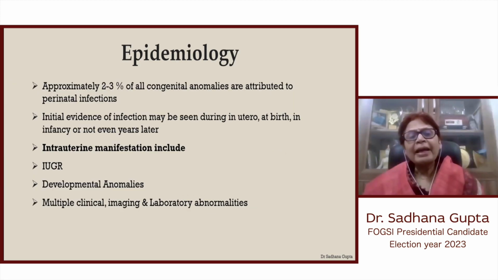So, what is the magnitude of TORCH infection? Approximately 2 to 3% of all congenital anomalies are attributed to perinatal infection. This is very important. It is not always genetic, it is not always a syndrome. Infection can cause congenital anomalies, and the initial evidence of infection can be detected in utero, sometimes in the newborn period, and sometimes even 4 to 5 years after. You suspect TORCH infection when you get unexplained intrauterine growth retardation, unexplained anomalies, and multiple clinical, imaging and laboratory abnormalities.